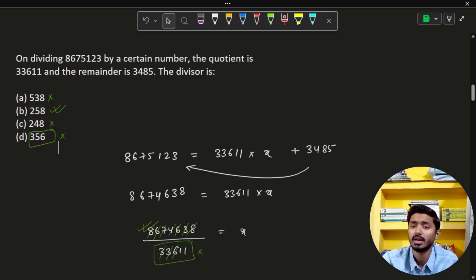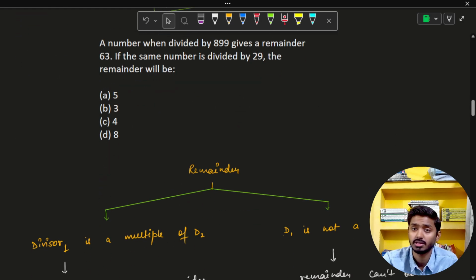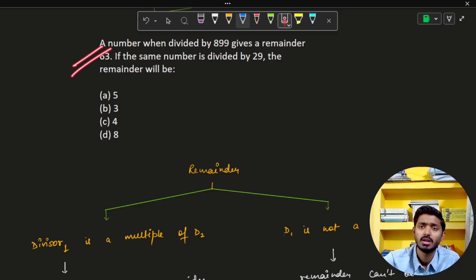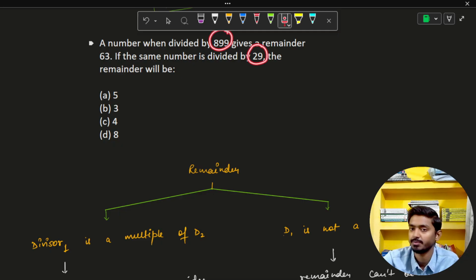I guess you are understanding the concepts along with the approach which you need to have in the exam. It is not just about learning the concepts. Now come back to the question which we discussed in the first minute of the class, this one. A number when divided by 899 gives remainder 63, and if the same number is divided by 29. In such questions, you will always be given 2 different divisors, and our concept arises from the same.